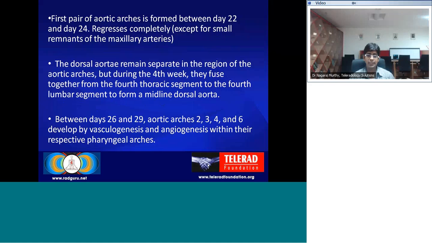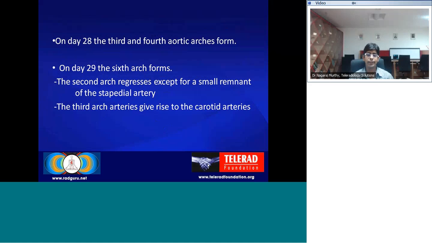Between days 26 and 29, the aortic arches 2nd, 3rd, 4th, and 6th develop by vasculogenesis and angiogenesis within their respective pharyngeal arches. On day 28, the 3rd and 4th aortic arches form, and on day 29, the 6th arch forms. The 2nd arch regresses except for a small remnant of the stapedial artery. The 3rd arch arteries give rise to the carotid arteries.